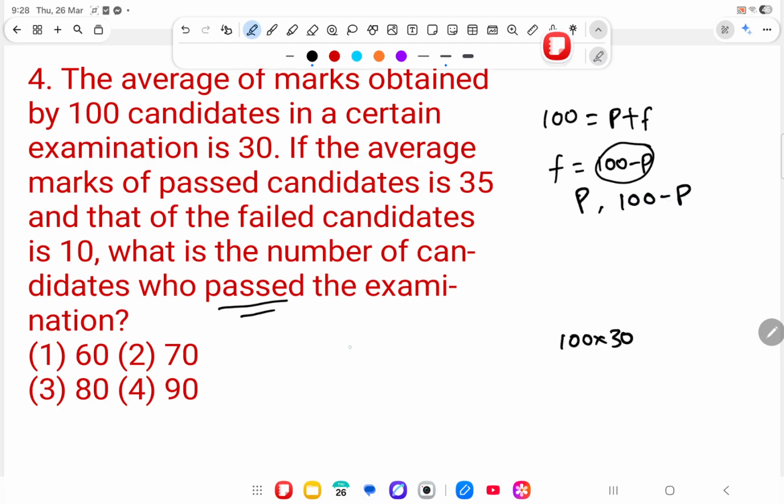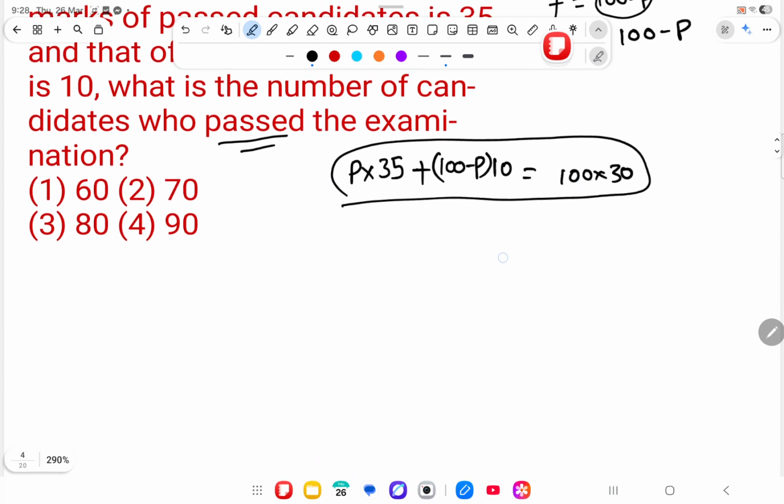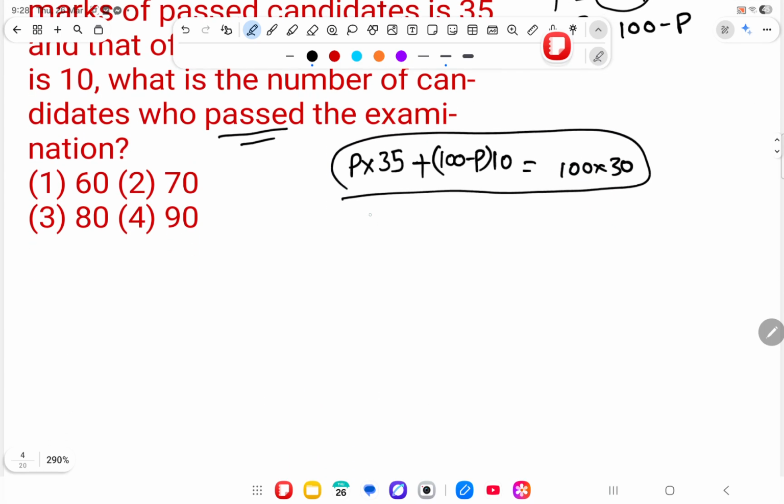Now passed candidates, what is the average? 35. So we got sum as P into 35 plus 100 minus P into 10. This should be equal to 100 into 30. If you calculate this, we'll get the P value. But see, there is an easy method, that is take the overall average, that is 30. Passed candidates average is 35. Failed candidates average is 10.